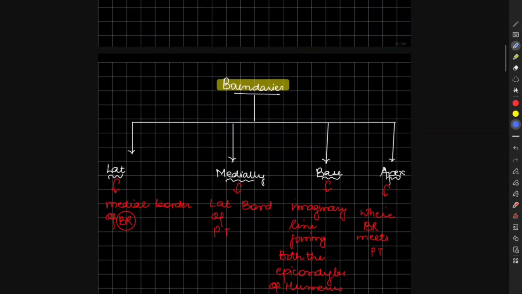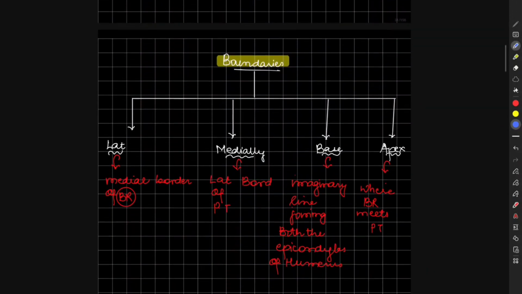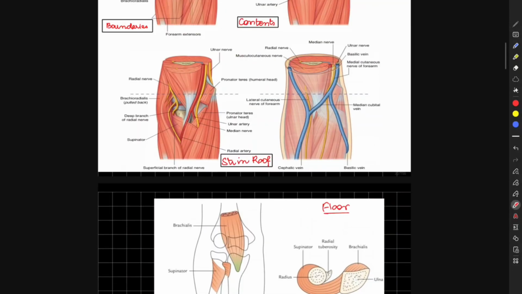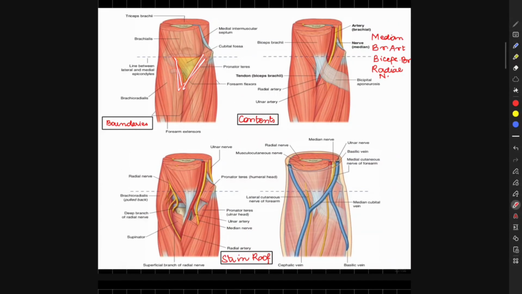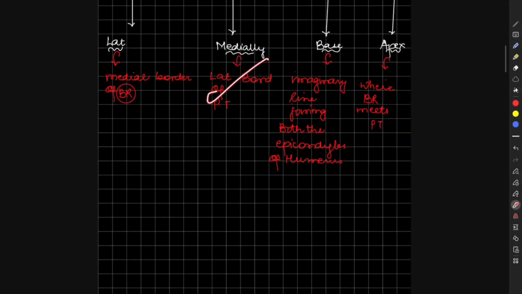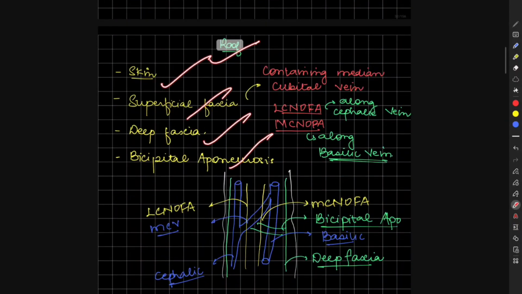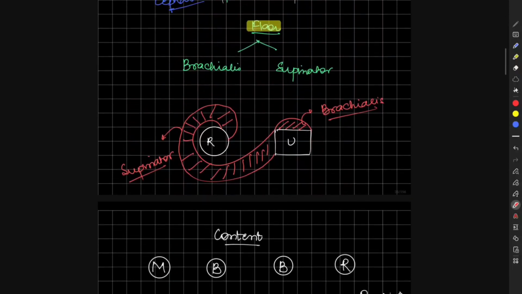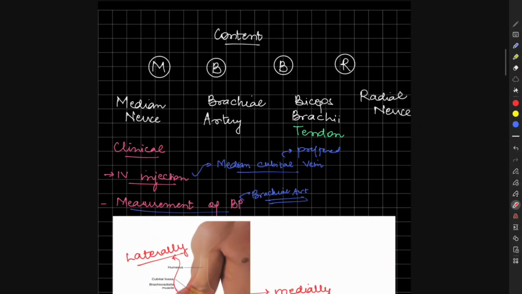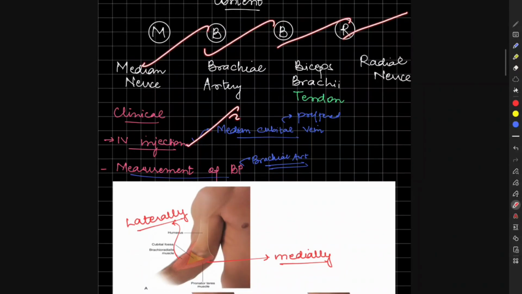So in the theory part I included everything I explained through the diagrams. A quick revision of the cubital fossa. Talking about the boundaries, laterally we have the medial border of the brachioradialis. Medially, we have the lateral border of the pronator teres. The base is formed by the imaginary line joining both the epicondyles of the humerus, whereas the apex is where the brachioradialis meets the pronator teres. Roof: skin, superficial fascia, deep fascia, and the bicipital aponeurosis. Floor formed by the brachialis and the supinator muscle. Contents: MBBR. Clinical: IV injection and the measurement of BP.